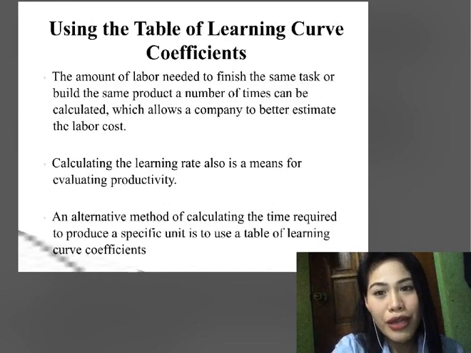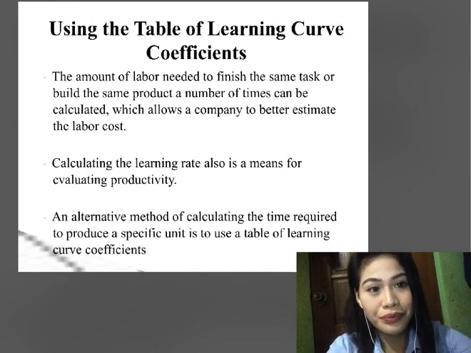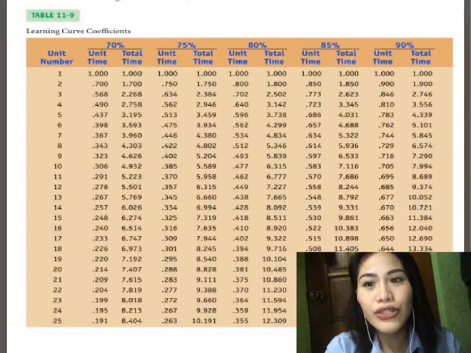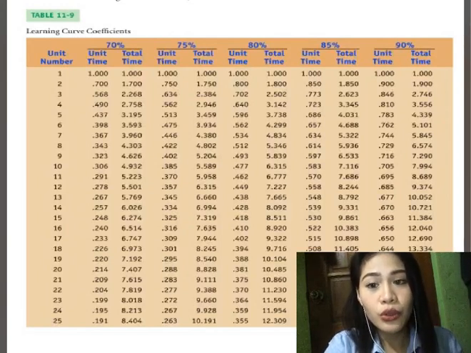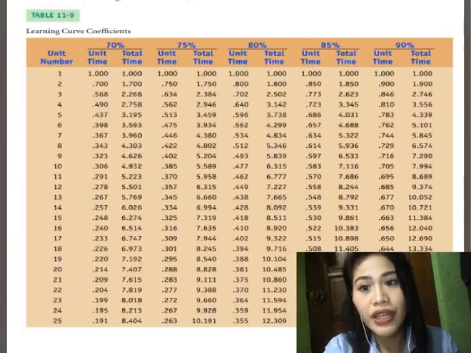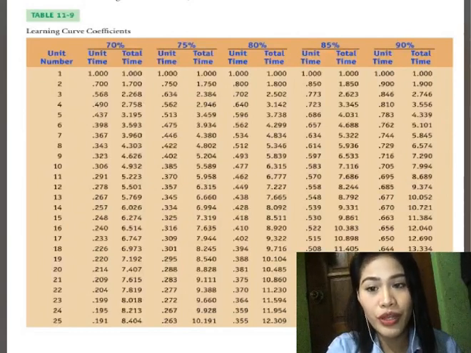An alternative method of calculating the time required to produce a specific unit is to use a table of learning curve coefficients. As shown in this table, it allows you to calculate the time it should take to build the nth unit, as well as to calculate the total production time required to build the entire production when the nth unit is the last one completed.